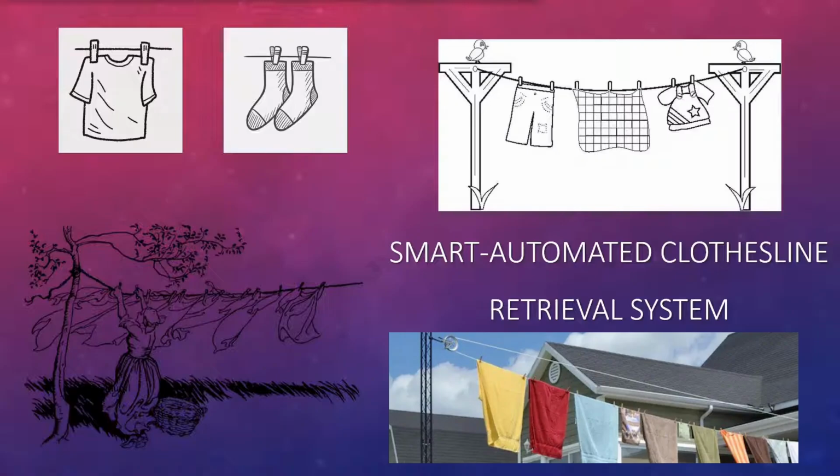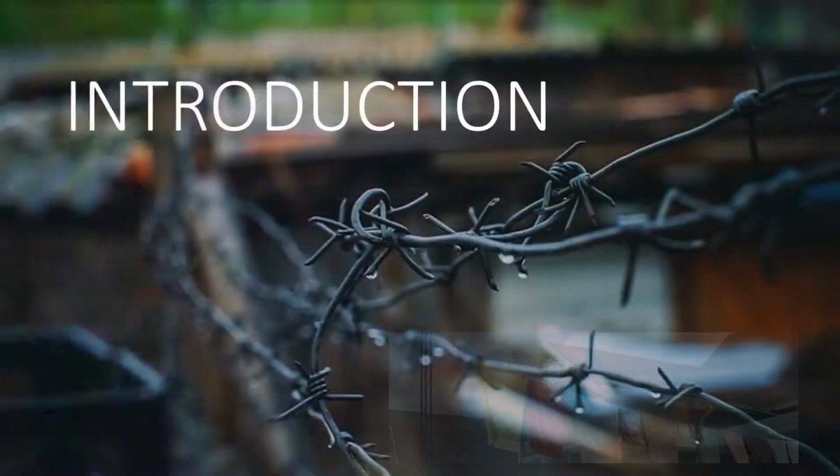All right. So this is the project. The title of the project is Smart Automated Clothesline Retrieval System. So it is about a clothesline, as you can see in this picture, and so let's start. So this is the introduction.